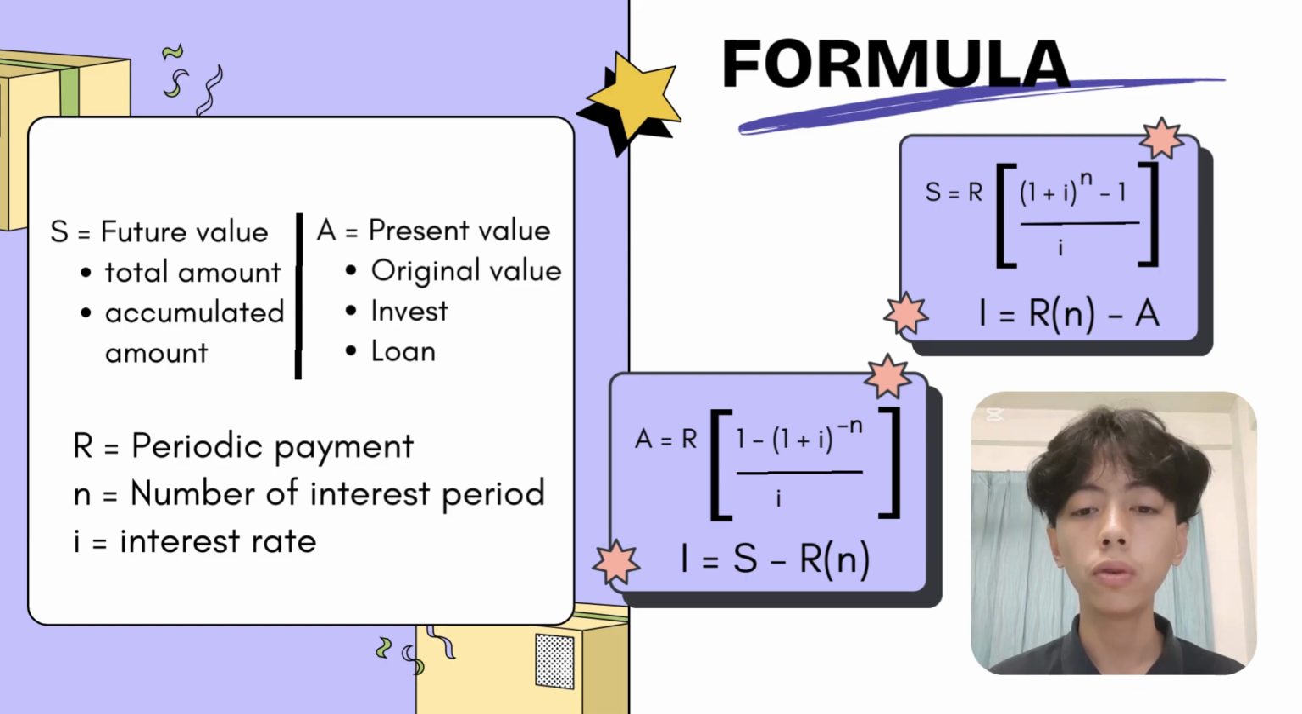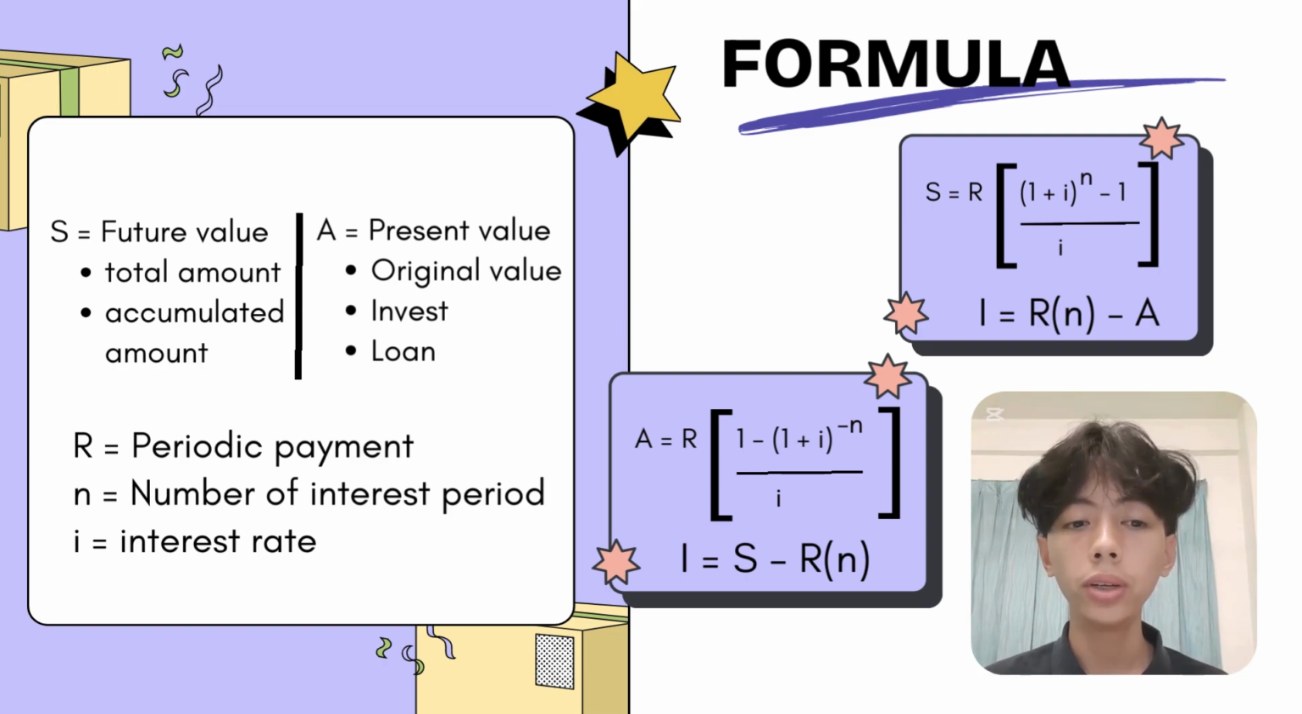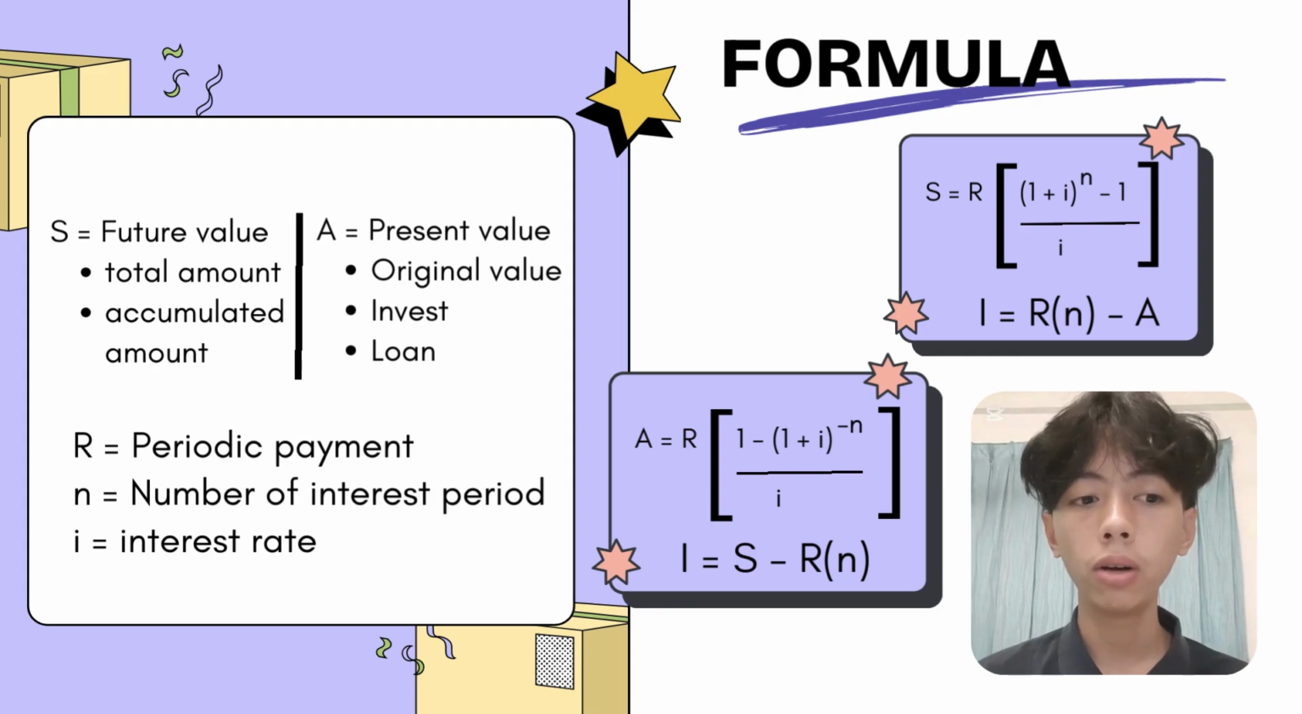So now there are two formulas to find future value and two formulas to find present value. To find future value, we need to use this formula, which is S equals R bracket, in bracket 1 plus i power of n minus 1, divided by i. The second formula, which is to find interest amount, is I equals R bracket n, minus A. Next, to find present value of annuity, the formula is A equals R bracket 1 minus bracket 1 plus i power of negative n, divided by i. The second formula is to find interest amount, which is I equals R bracket n minus S.